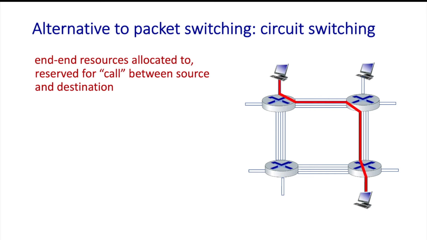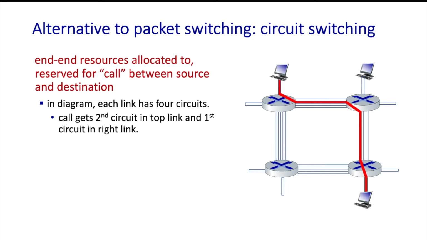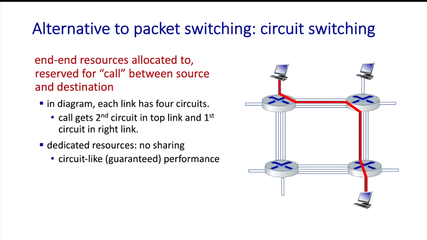In this diagram here, each link has 4 circuits. The call from the top left to the bottom right is allocated the second circuit on the top link and the first circuit on the right link. The circuits are dedicated resources. They're not shared with any other users. It's really like there's a wire from source to destination.